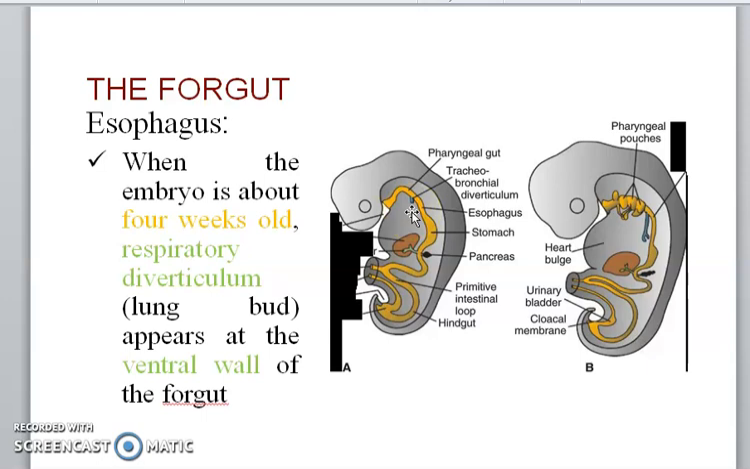Okay, so during development, when the gut is developing, there is this appearance of a tracheobronchial diverticulum, also called the lung bud. Of course, remember, the trachea is in the anterior portion of the esophagus. So you shouldn't be worried while we refer to this as the tracheobronchial diverticulum. Of course, you know the trachea ends by dividing into the bronchus. That is basically what it means.